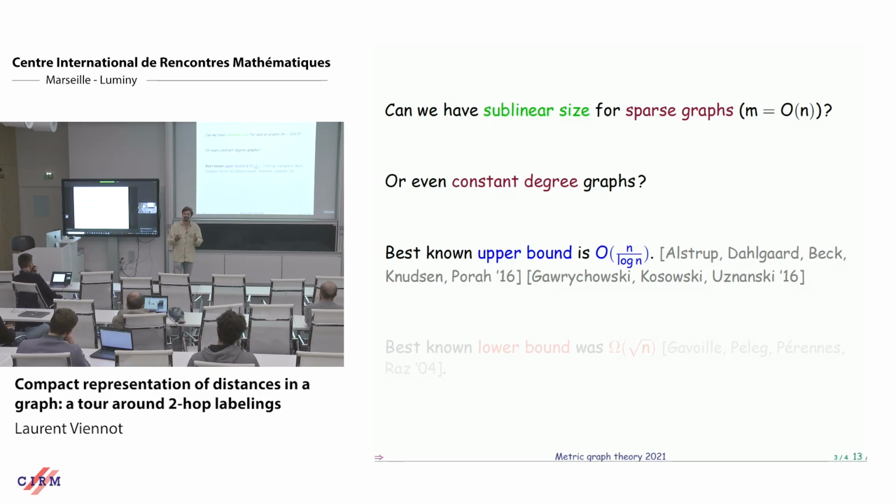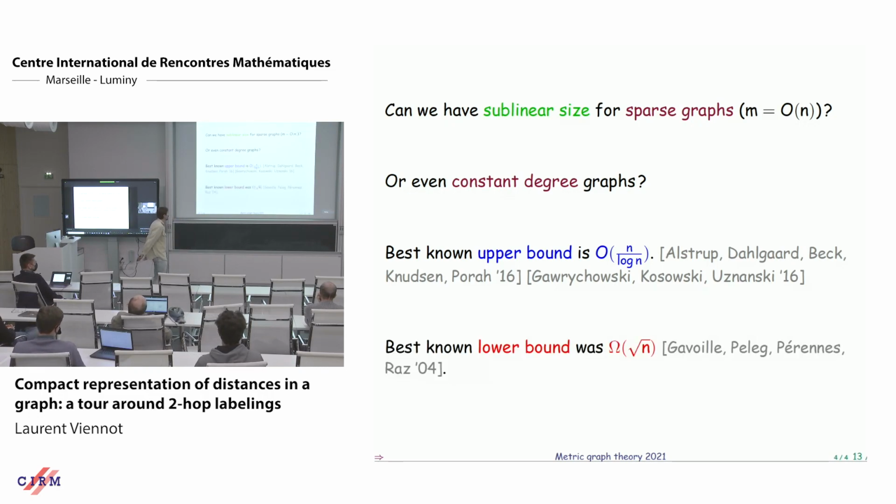Of course, a trivial upset would be to take all the nodes. Everybody takes all nodes as hubs, and then you get something very big. In a sparse graph, you can do slightly better, n over log n. And again, the best lower bound is this square root of n that even holds on weighted planar graphs.